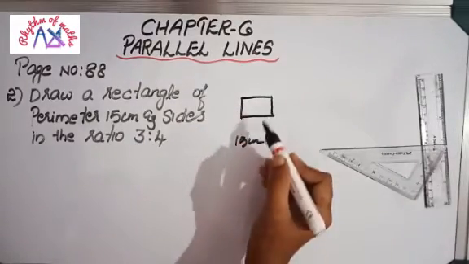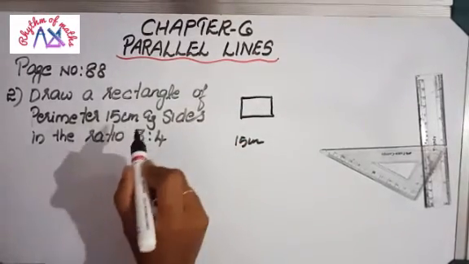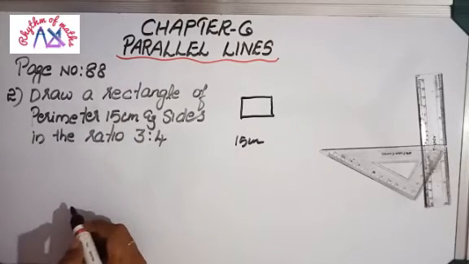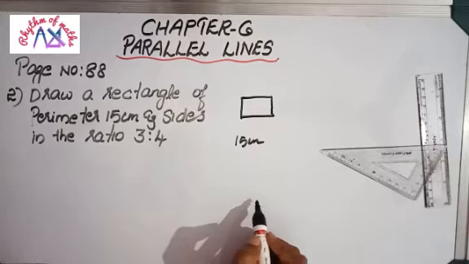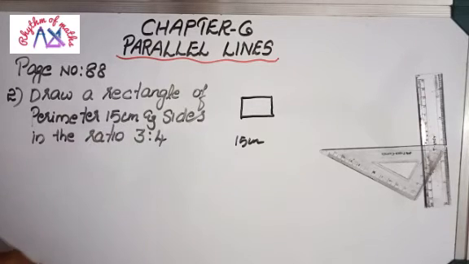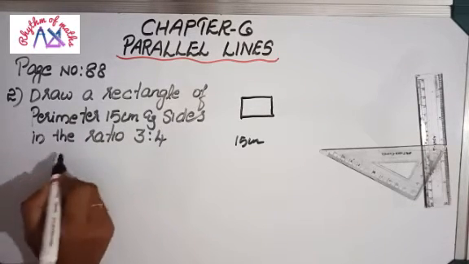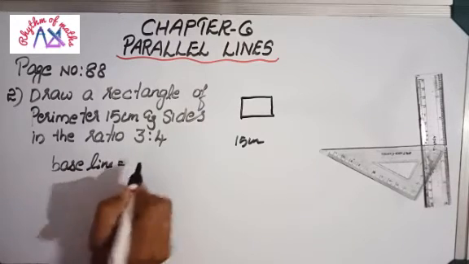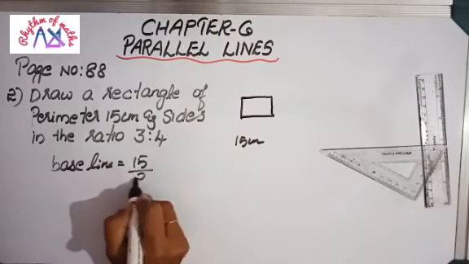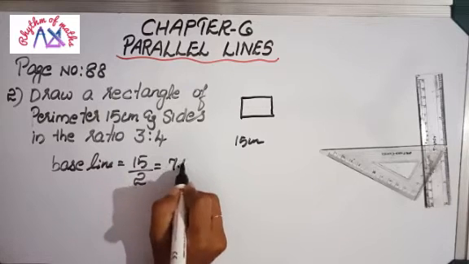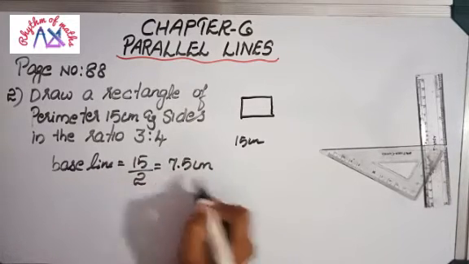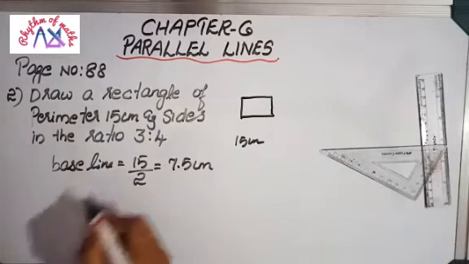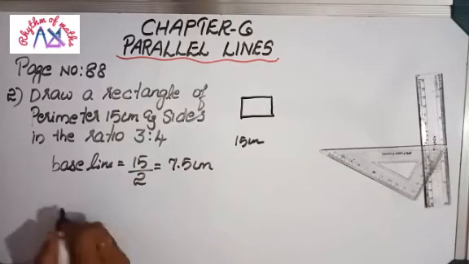So for that, you have to divide the perimeter into half. That must be the baseline. Don't use the direct 15 centimeter. So here the baseline must be 15 by 2, which equals 7.5 centimeter. This must be the first baseline. Next we need one slanting line, that ratio line. The ratio is given as 3:4.